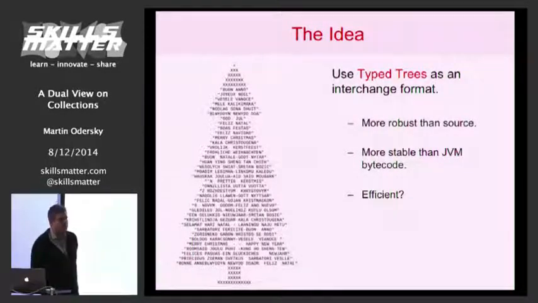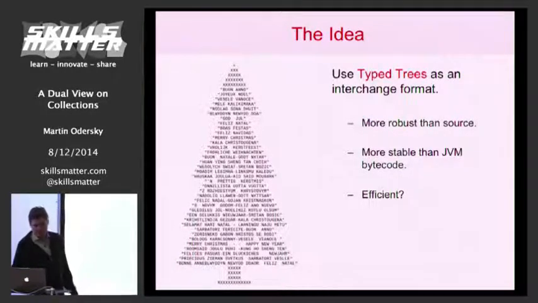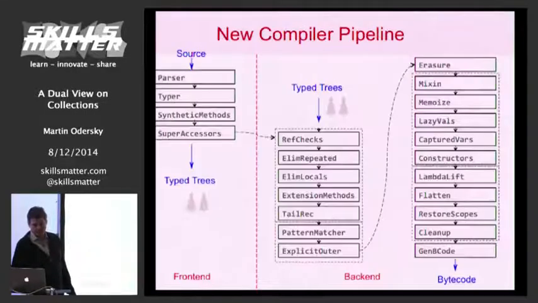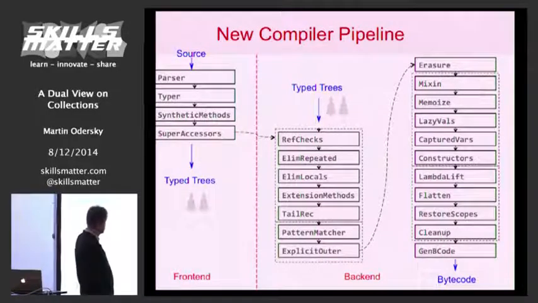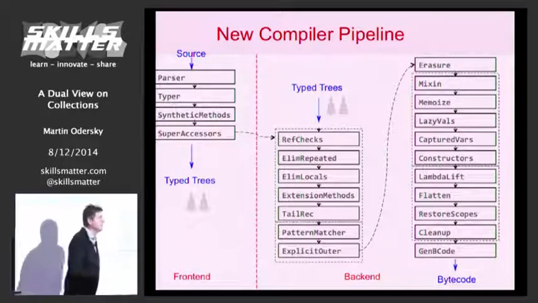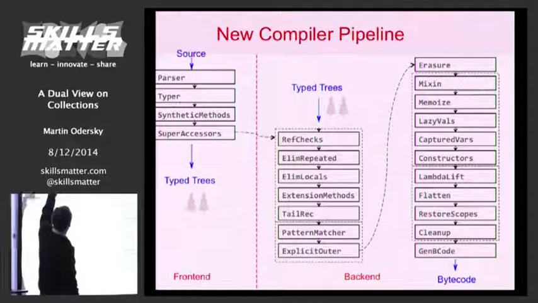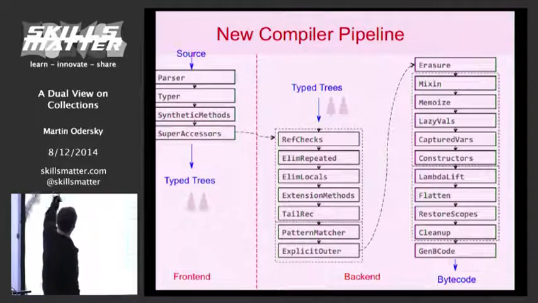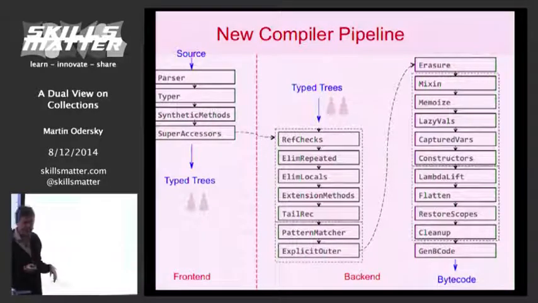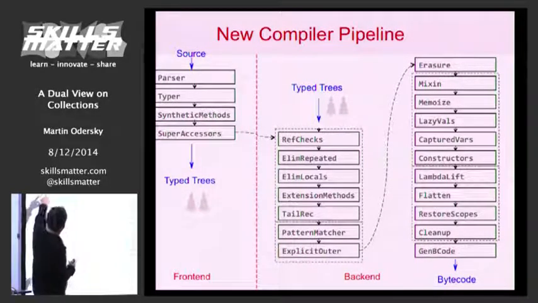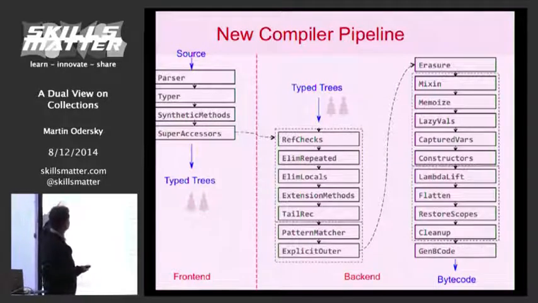And the question that we have to answer is whether they are efficient enough. So let me explain what I mean by that. The idea now would be to split the compiler pipeline in essentially two tools, the front end and the back end. So the front end would essentially contain the parser, the typer, then some small phases that just normalize things, adding synthetic methods and stuff. And then it would spit out these typed trees.